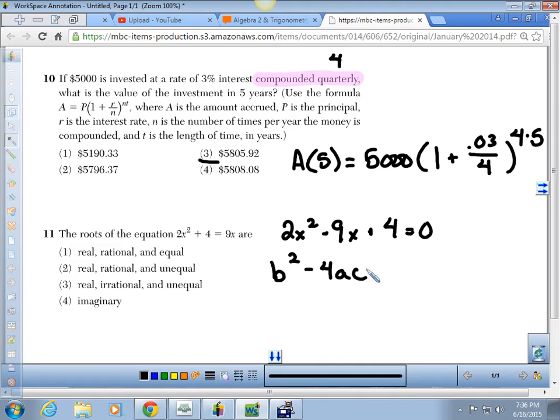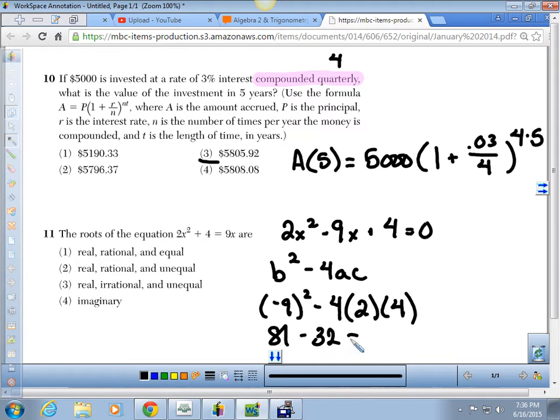So what is our B value? -9. That'll get squared. Then we'll subtract off the quantity of 4 times 2 times 4. So we're looking at 81 minus 32. Over here we've got 81. 4 and 2 is 8 times 4 is 32. So if we take 81 and subtract off 30, we have 51 minus 2 more gives us 49. Real or imaginary?